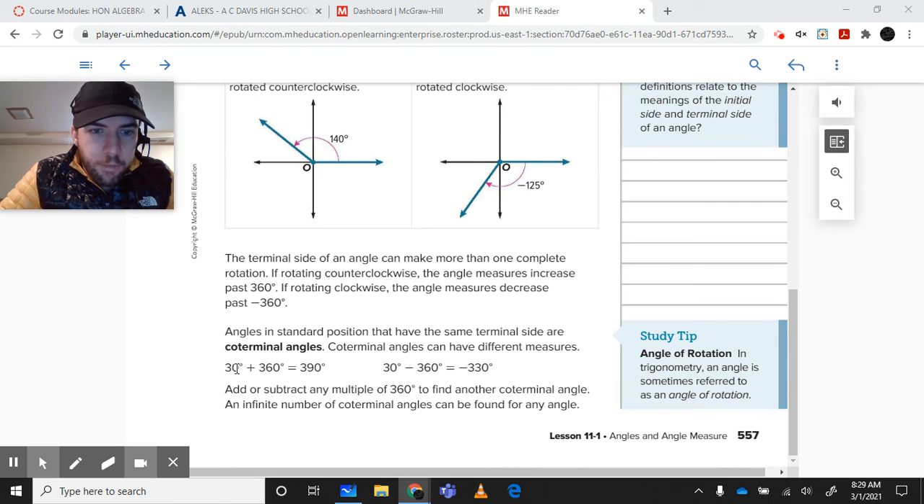Here they're giving the example of 30 and 390 being coterminal, or 30 and negative 330 being coterminal, because we can either go up by 360 or go down by 360. Either way, we'll end up in the same spot. Every angle has an infinite number of coterminal angles that are larger than it, in multiples of 360 above, and an infinite number that are less than it, in multiples of 360 below. So add or subtract any multiple of 360 to find another coterminal angle. An infinite number of coterminal angles can be found for any angle.